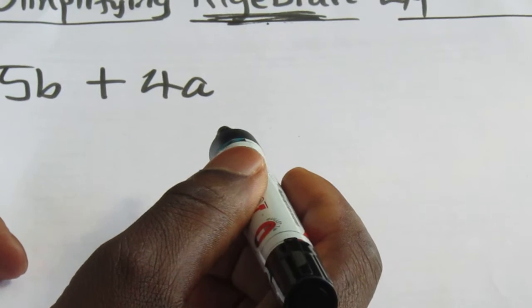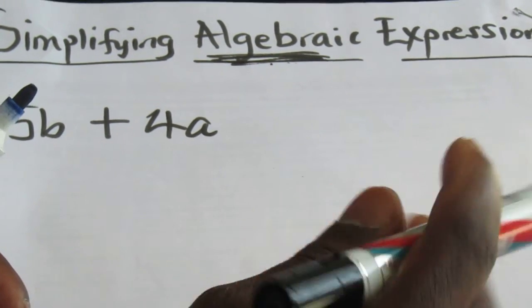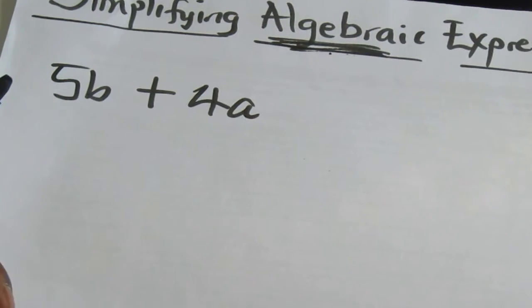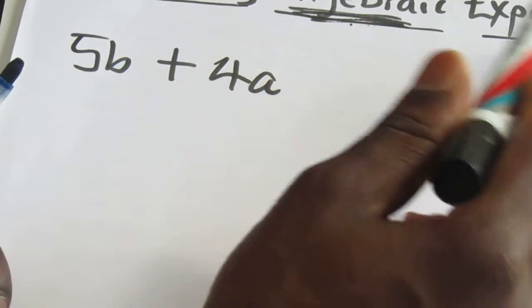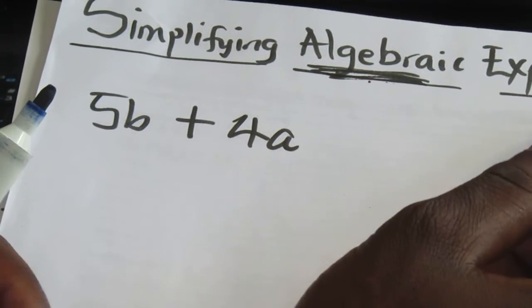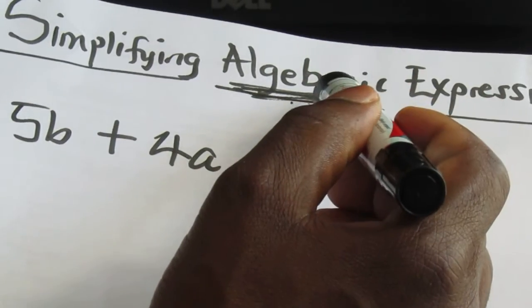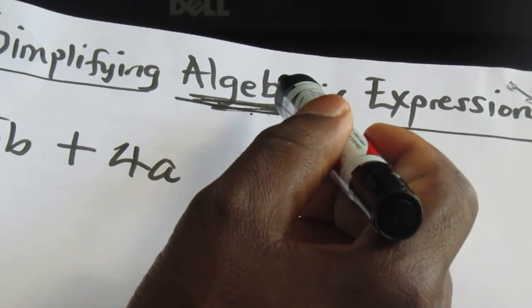Right, today we are going to look at how expressions are simplified. Our first topic, which is the first topic under the module Algebra, is simplifying algebraic expressions. But before we take a closer look at how these expressions are simplified, let us start by looking at what algebra is.